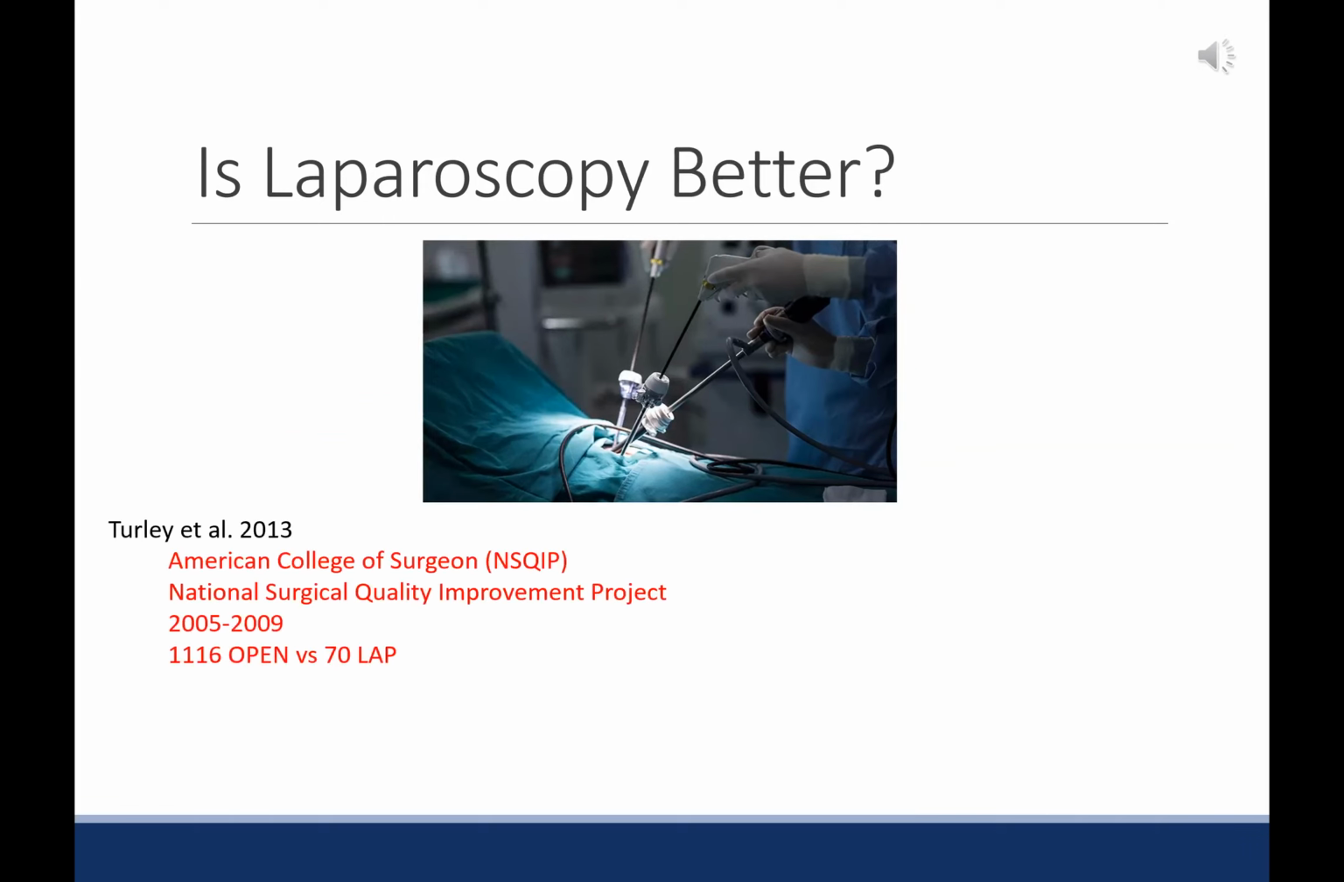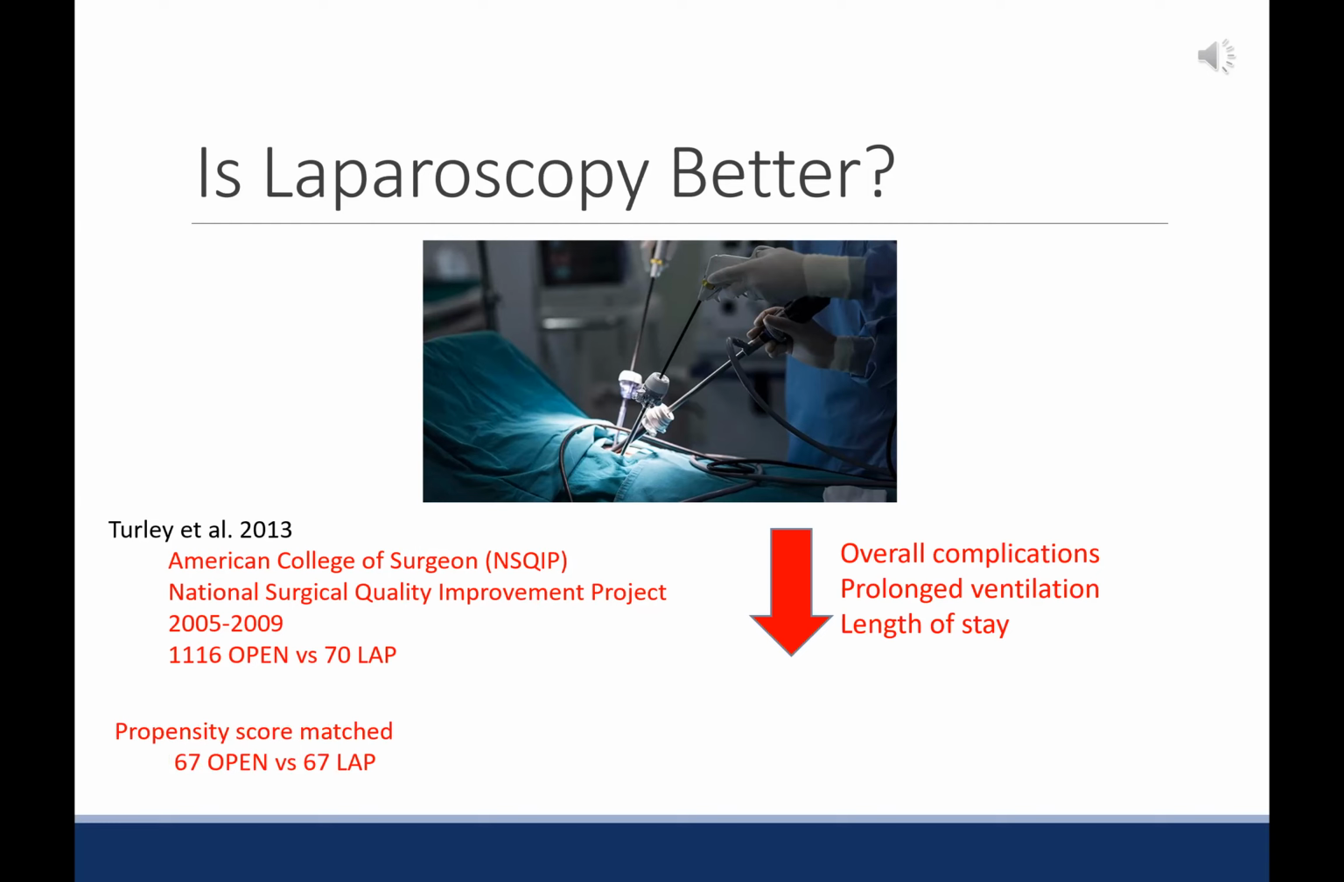Turley et al. used the American College of Surgeons National Surgical Quality Improvement Project, which includes data from all over the US. They found 1,116 open cases to compare with 70 laparoscopic cases. They found decreased overall complications, decreased prolonged ventilation, and decreased length of stay. When propensity matched, they had 67 open and 67 laparoscopic cases. They found no difference in the outcomes.